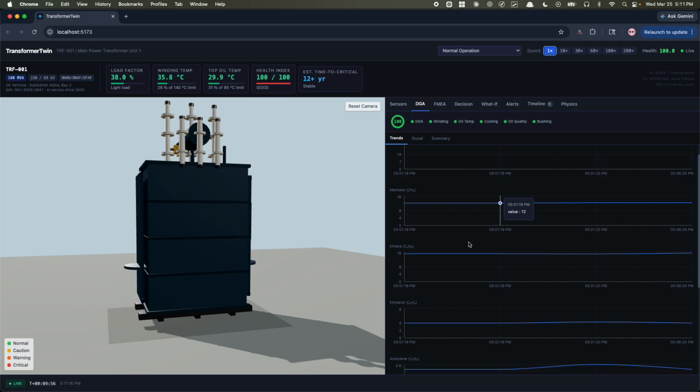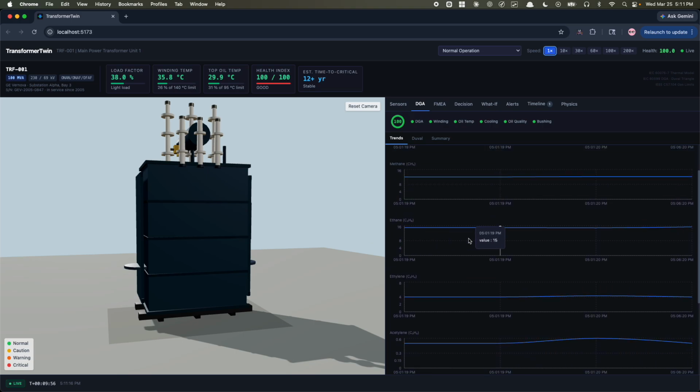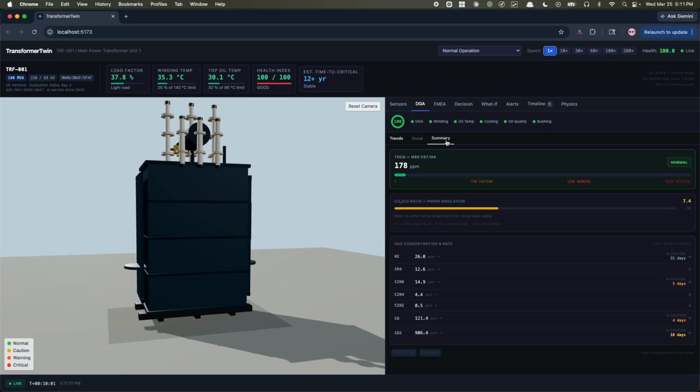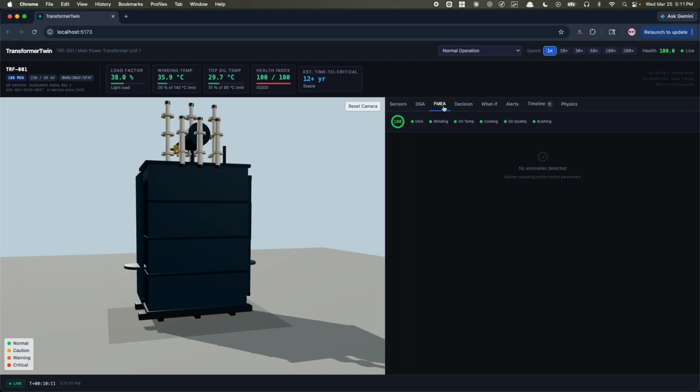We can observe the trends of the different gases that we're monitoring, and we can get a summary as well, which tells us in a nutshell what the stage is of the different gases and their concentration. We also have the failure mode and effects analysis. So rather than alerting on a single sensor threshold, FMEA correlates multiple signals to diagnose the root causes.